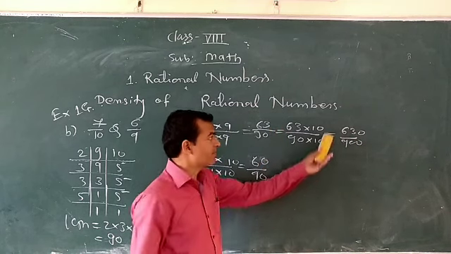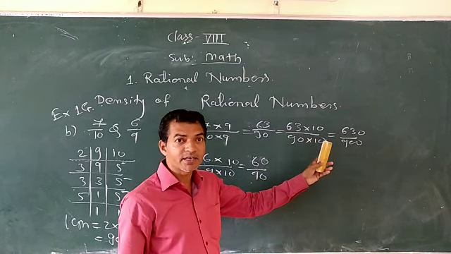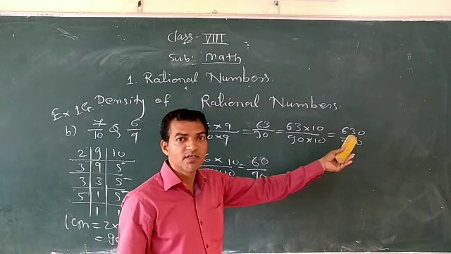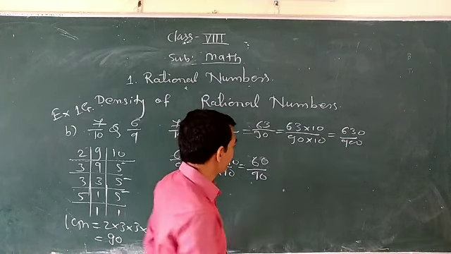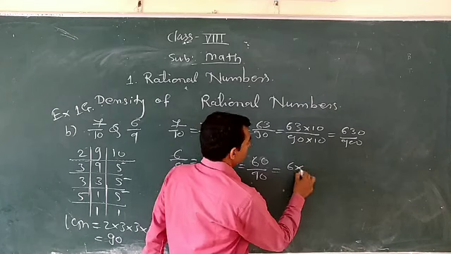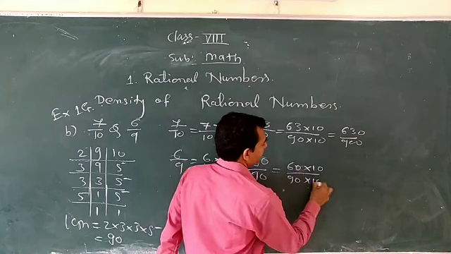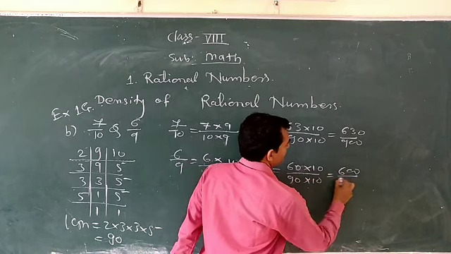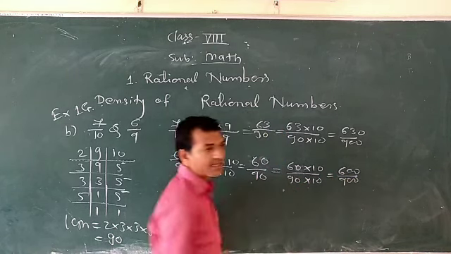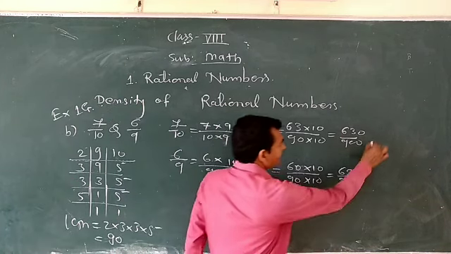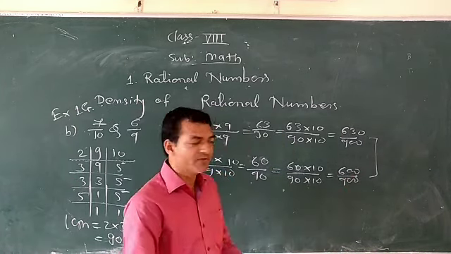In place of 10, if you choose any other number, you have to do that multiplication on the rough page, so you can save more time. So 60 into 10, you can directly write the answer, and 90 into 10. Here you can get 600, here you can get 900, if you multiply by 10. So can you find 3 rational numbers between these two numbers? You can easily find them.